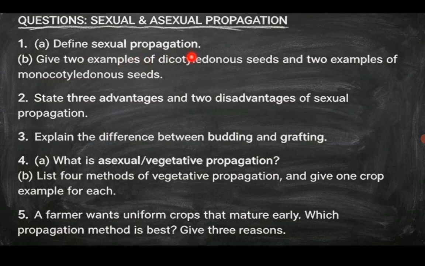So define sexual propagation. Give 2 examples of dicotyledonous seeds and 2 examples of monocotyledonous seeds. State 3 advantages and 2 disadvantages of sexual propagation. Explain the difference between budding and grafting. What is asexual or vegetative propagation? List 4 methods of vegetative propagation and give one crop for each. A farmer wants uniform crops that mature early. Which propagation method is best? Give 3 reasons.